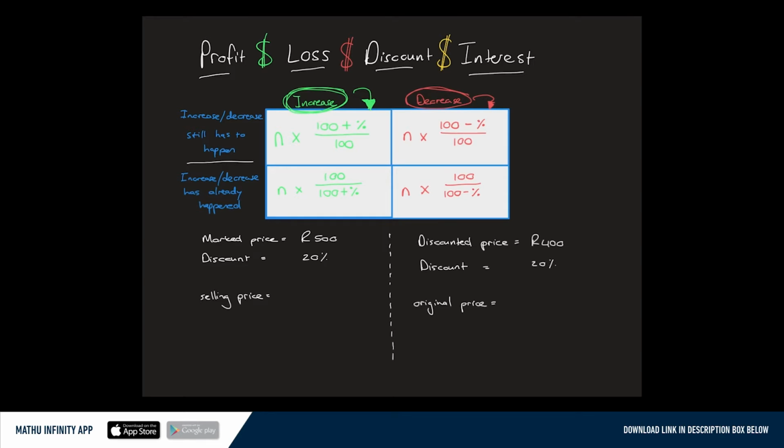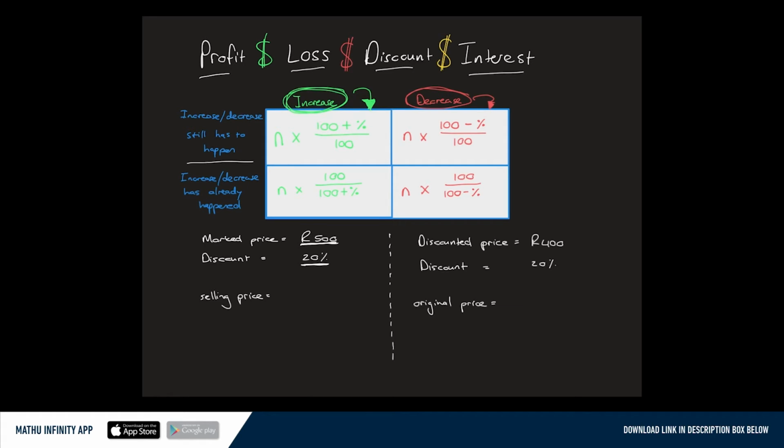So on the left hand side here, we see that we bought a shirt, an expensive shirt, for 500 Rand. That was the original price. But now they tell us, well, listen, if you wait 1 week, next week we have a special, we have a discount of 20% on all the white shirts. We want to work out what will the new price be if I decrease this amount by 20%.